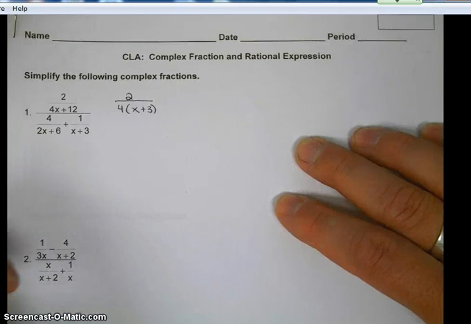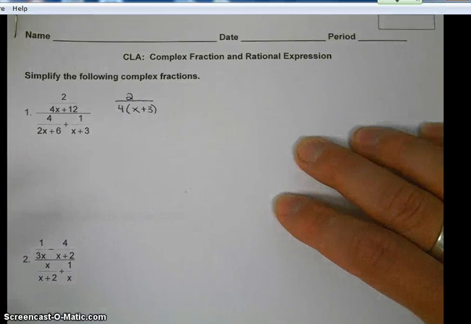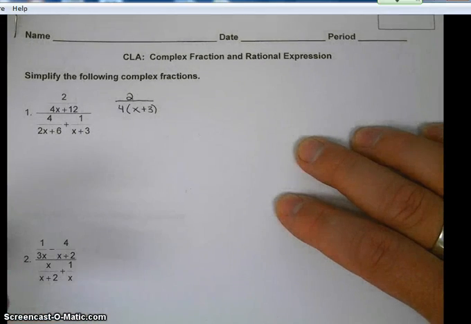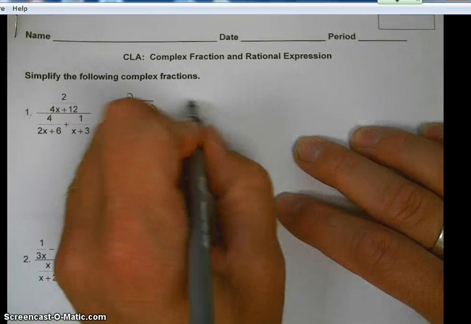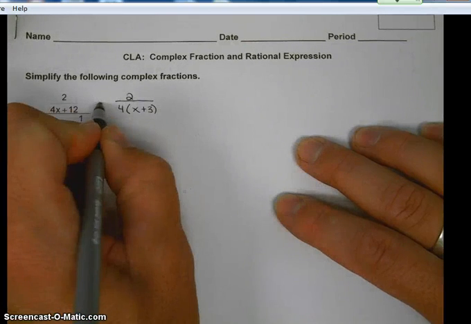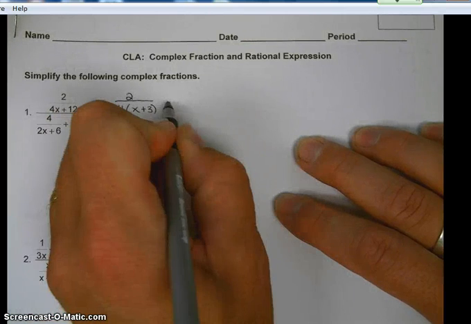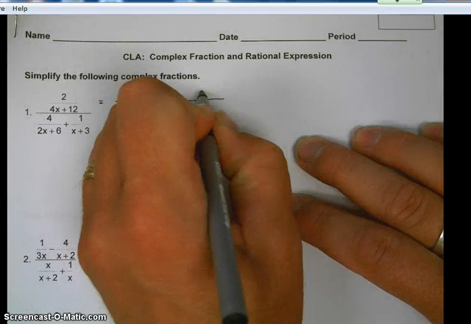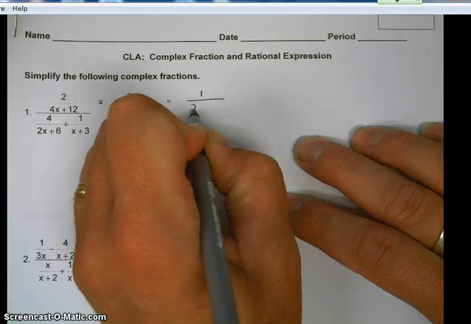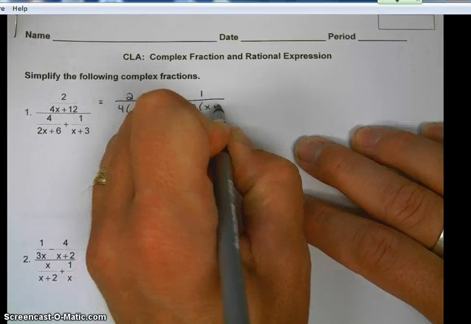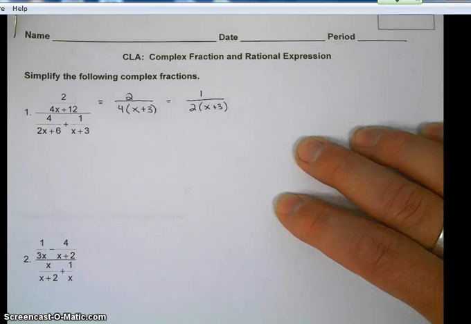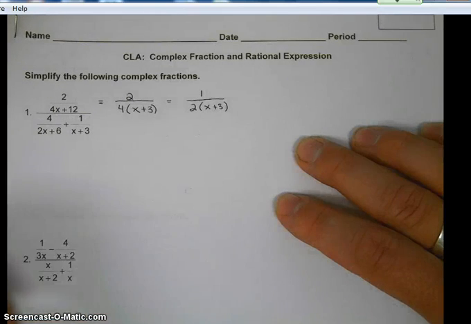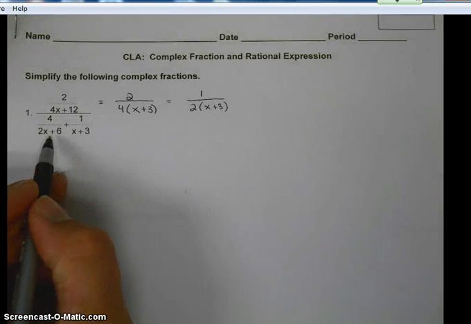Okay? So that's about all. Well, actually, now that I look at it again, 2/4, I can simplify that. So continuing to simplify my numerator, 2/4 reduces to 1/2. So I'm going to have 1 over 2 times x plus 3. So I was able to simplify that. So you never know. So you want to factor everything. Okay, now we're going to do the denominator.